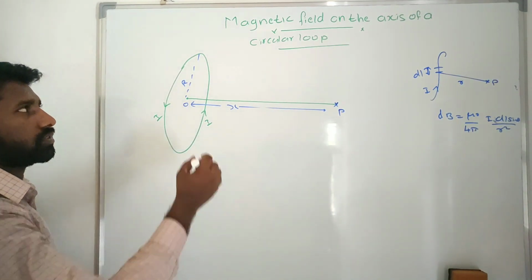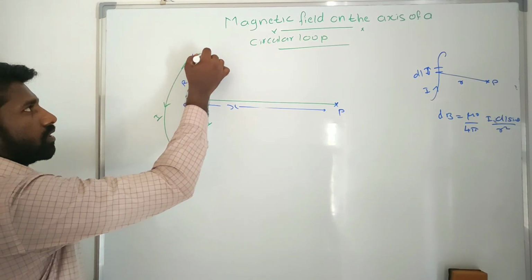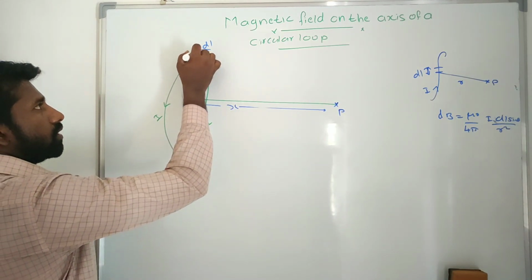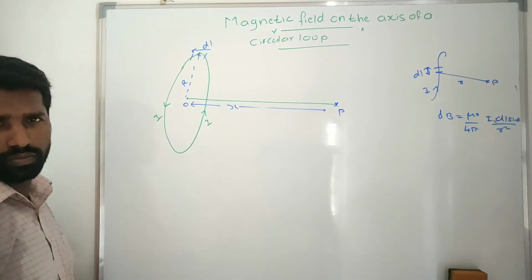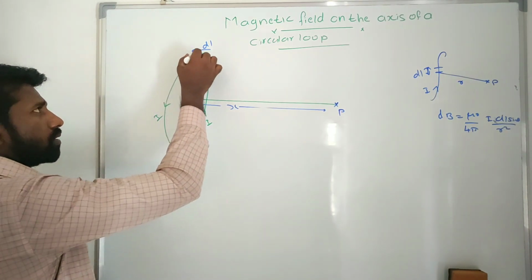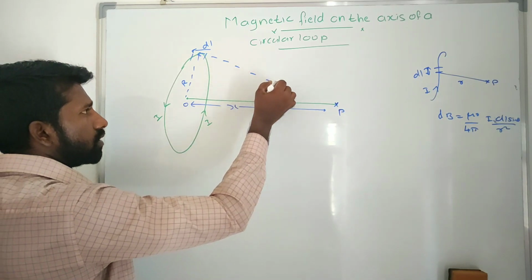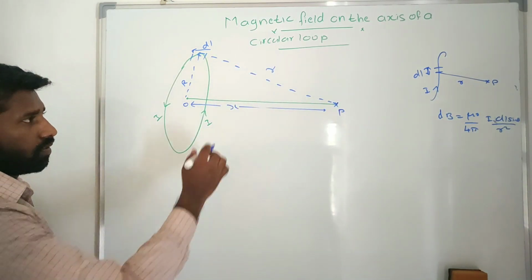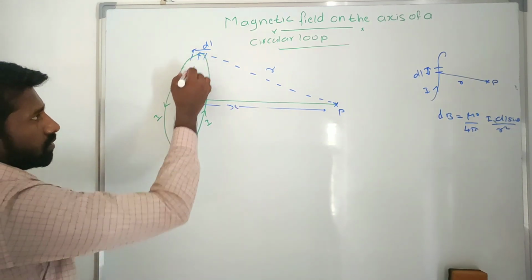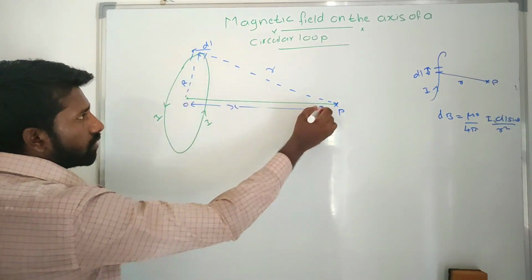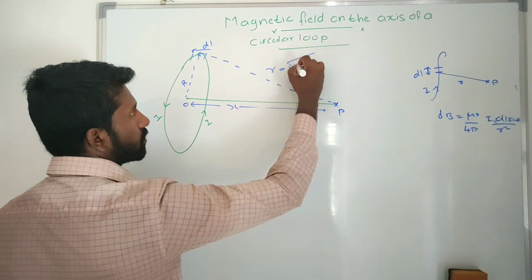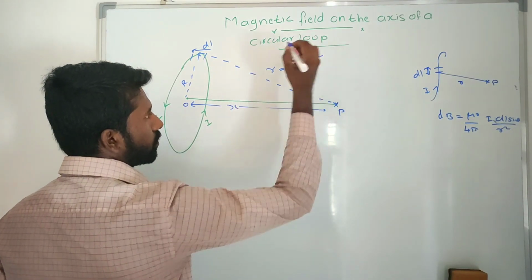So I am going to consider a small portion, that is dl. This is dl and the direction is like this. I am going to find the magnetic field produced by this dl at this point P. This is r distance from it. What is r? This is a right angle triangle, and this is the hypotenuse. So r is the square root of r square plus x square.